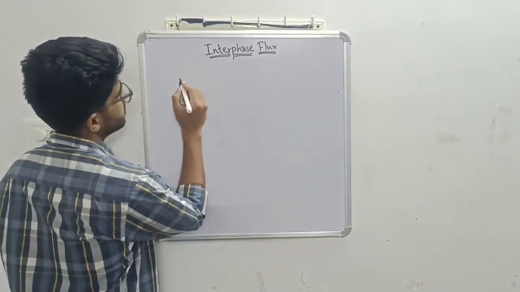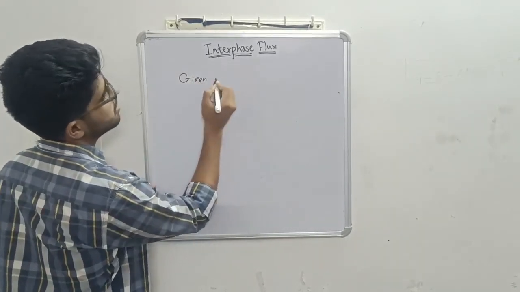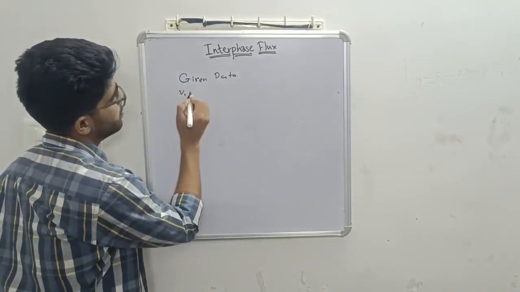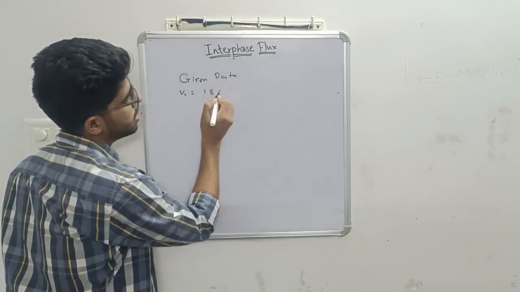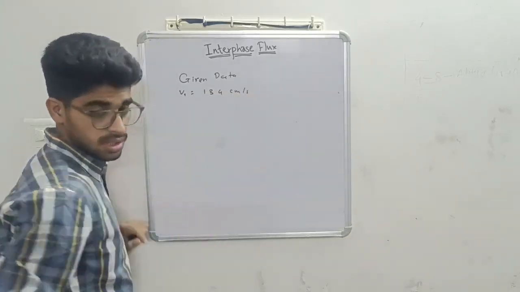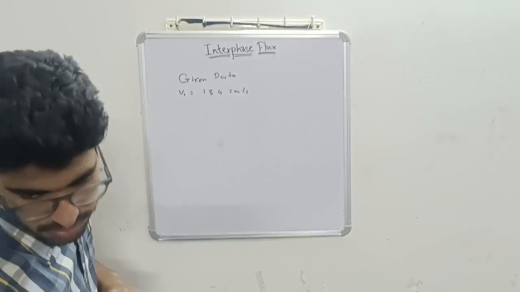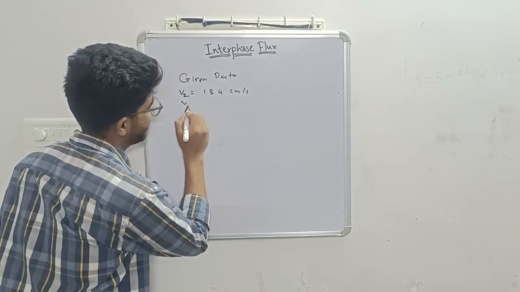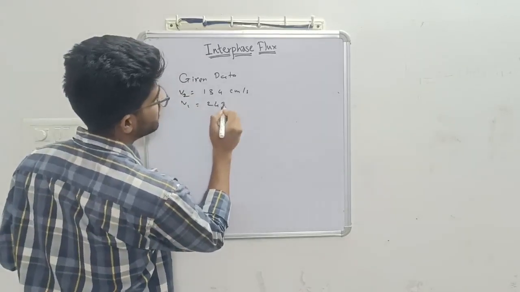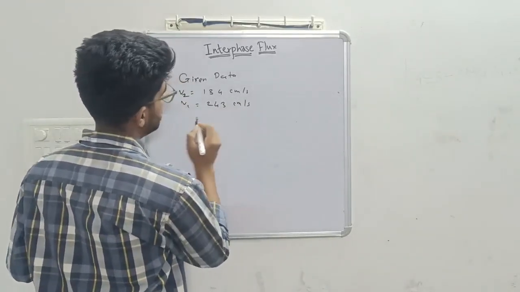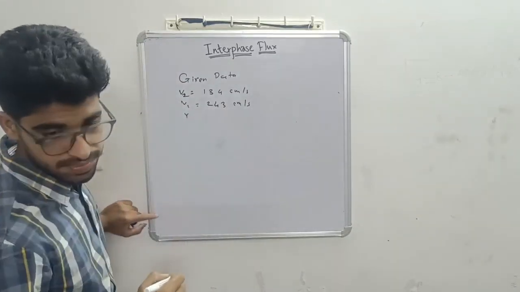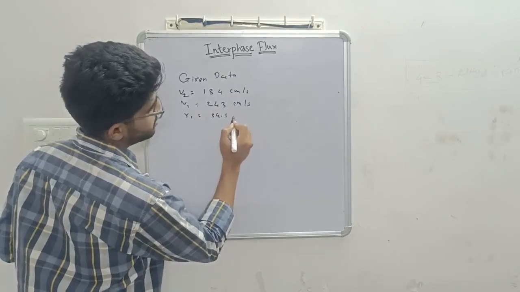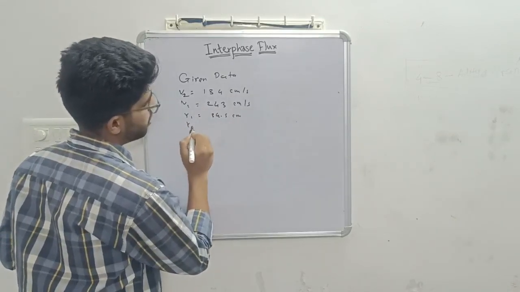So first of all we write the given data. Given data is V1 is equal to 134 centimeter per second. Sorry, this will be V1 is equal to 243 centimeter per second, and Y1 is equal to 34.5 centimeter, and we have to find Y2.